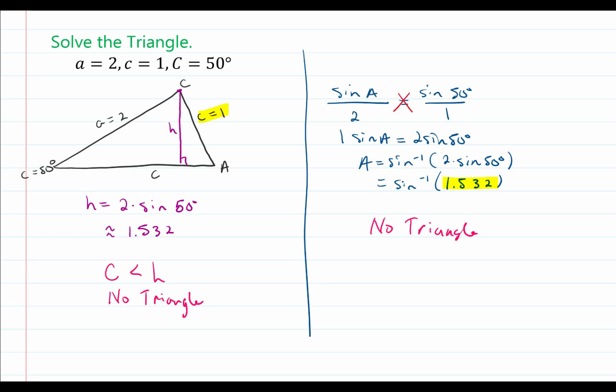So regardless of whether you start by finding the altitude of the triangle and comparing side C in this case to the altitude, or presuming that there exists a triangle and trying to solve for angle A, either way, you see that the information provided does not result in a triangle.